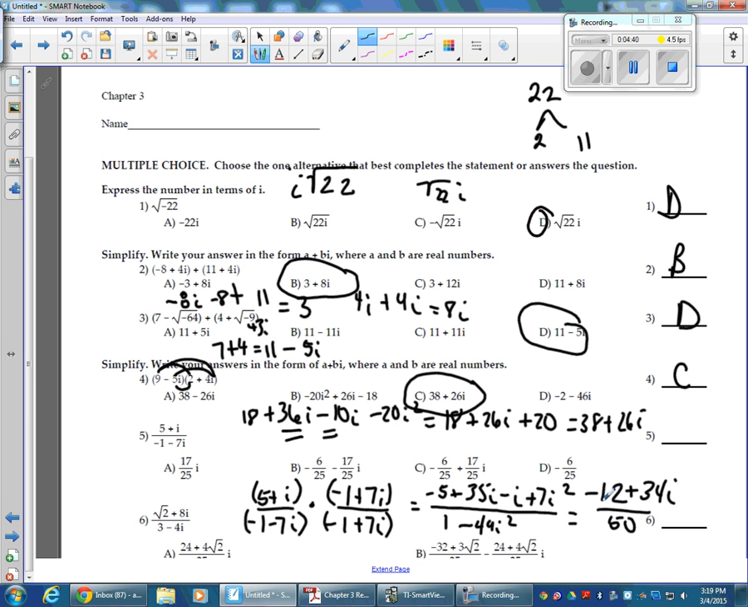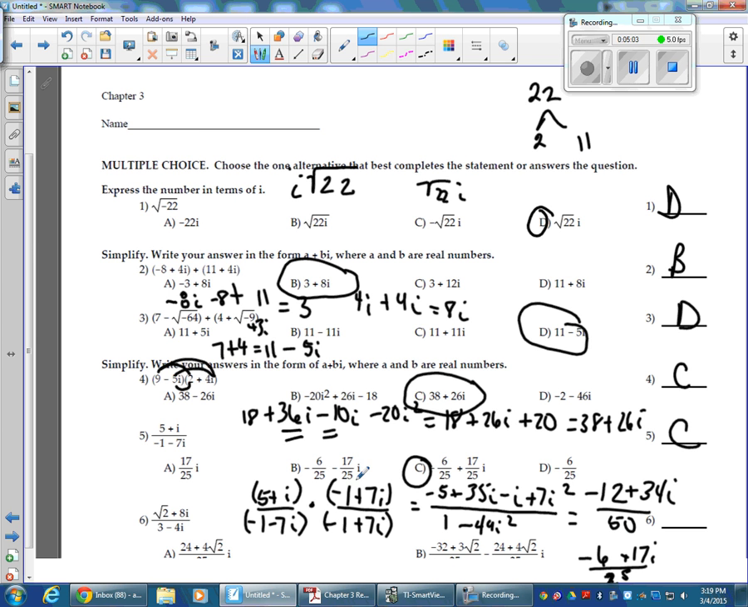But that can all reduce because 2 can go into negative 12, 34i, and 50. So it's negative 6 plus 17i over 25. And they write it separately: negative 6 over 25 plus 17i over 25. So my answer is C.